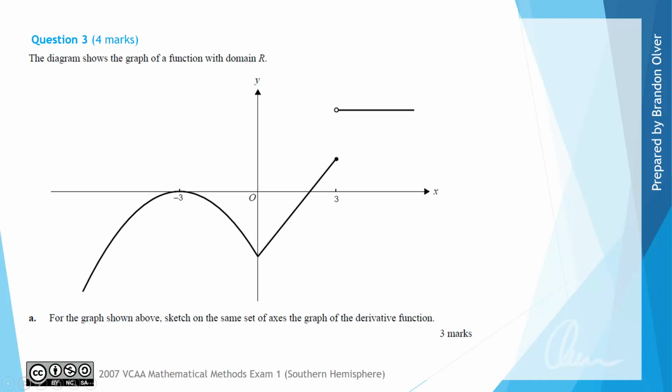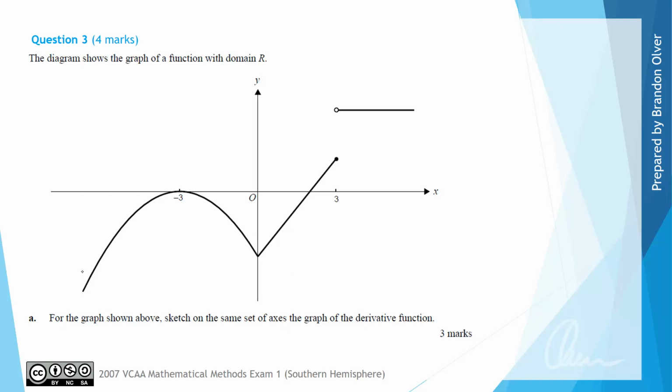So for question 3 we have a diagram that shows the graph of a function with the domain of the real number system. For the graph shown above, sketch on the same set of axes the graph of the derivative function. So the derivative function essentially describes the gradient of a tangent to any point on this curve.